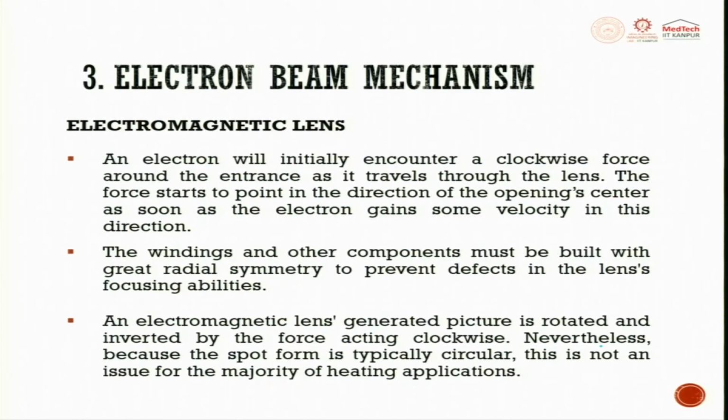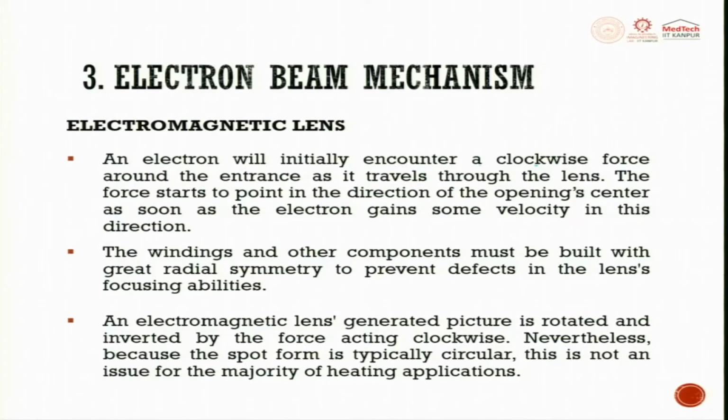When we understand a little bit more about the electromagnetic lens, an electron will initially encounter a clockwise force. You have to go back and look again at the right hand rule, left hand rule, Lorentz force, all these things. When you go through those fundamentals, you will understand this in more detail. An electron will initially encounter a clockwise force around the entrance as it travels through the lens.